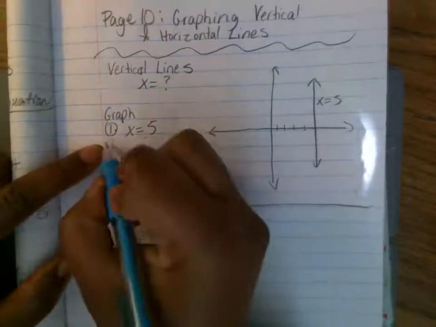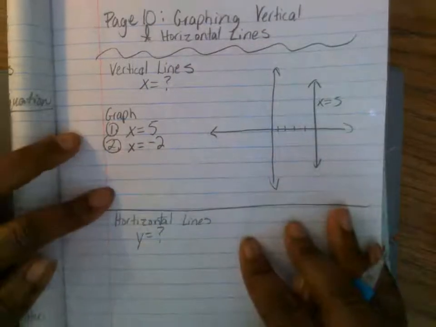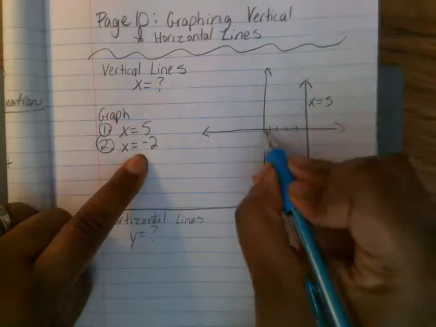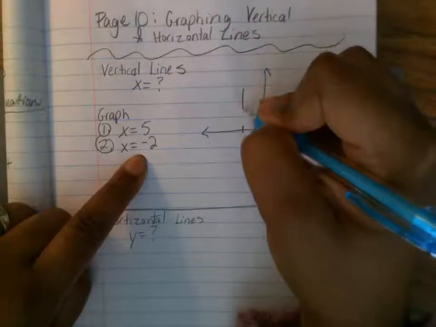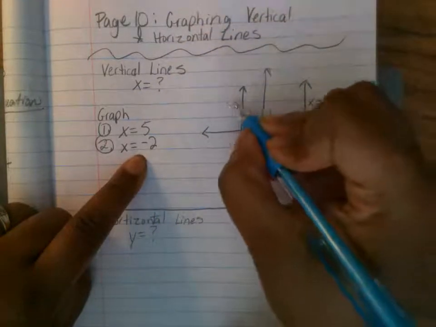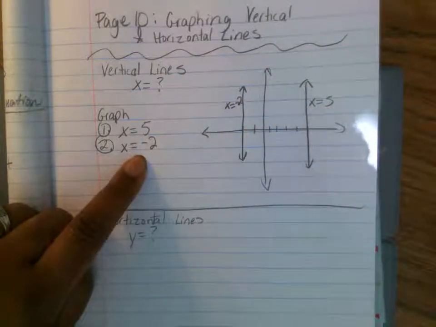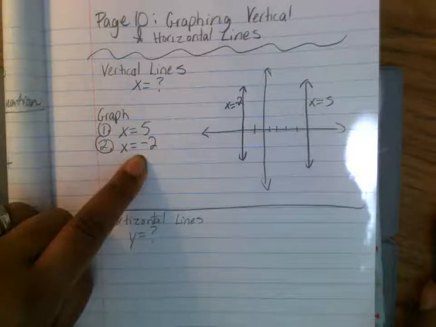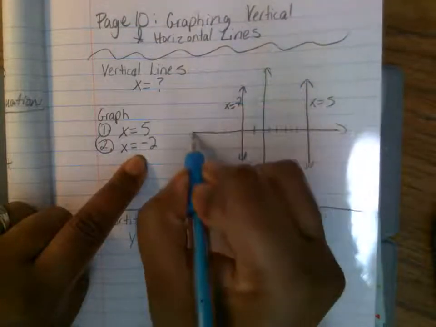Okay, so our next one, we have x is equal to a negative 2. So that means we find negative 2 on the x-axis this time. So this is 0. We go to the left. This is negative 1. This is negative 2. So we draw a line through negative 2 on the x-axis. So we go through the x-axis at negative 2. So the name of this line is x is equal to negative 2. Okay? I'm going to extend this out just a little bit more, y'all.